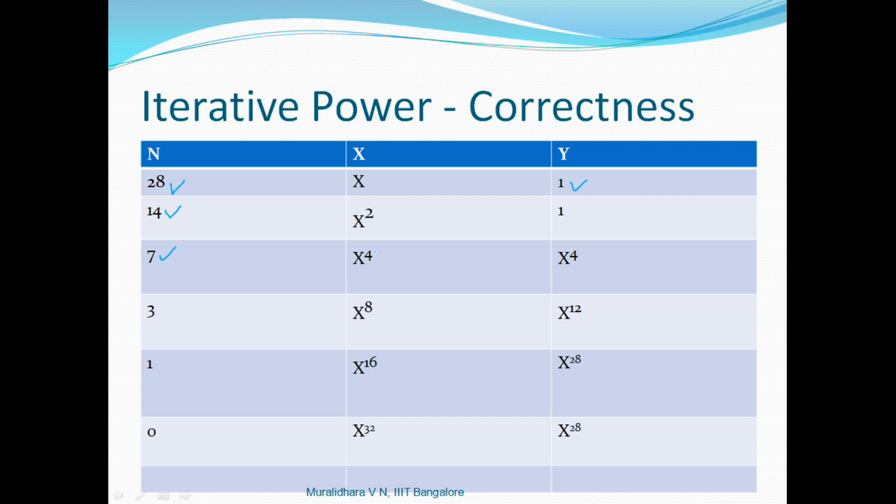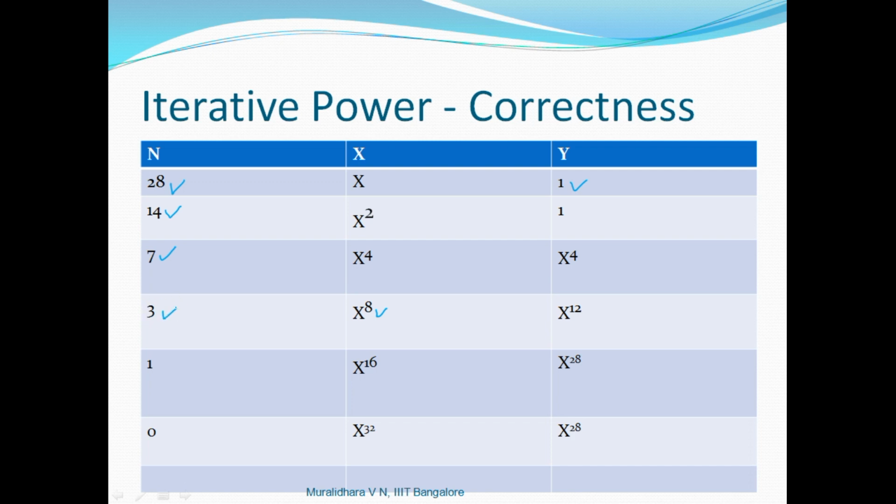My x would have been already incremented to x to the power 4. Now this 7 is an odd number, so I have to update y is equal to y into x, but x value is x to the power 4. So my y will be updated to x to the power 4, and my x will be updated to x to the power 8, and the n will be updated to 3.